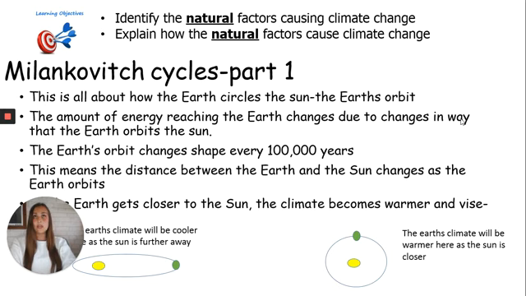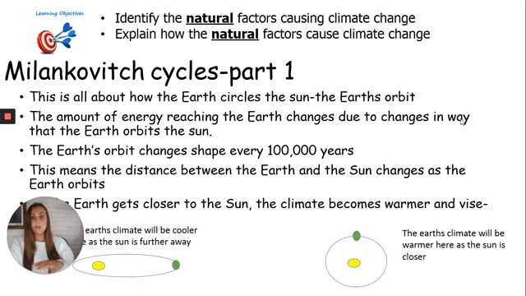So the Milankovitch cycle is all about how the Earth circles the sun, so the Earth's orbit. The amount of energy that reaches the Earth changes due to changes in the way that the Earth orbits the sun. So the Earth's orbit around the sun changes shape every 100,000 years. That means that the distance between the Earth and the sun changes as the Earth orbits. So sometimes the Earth gets closer to the sun, and that would mean the climate is warmer, and vice versa.